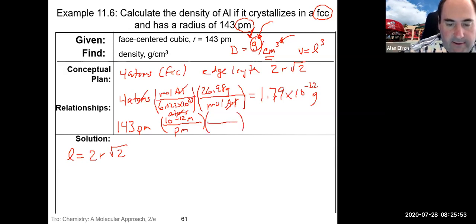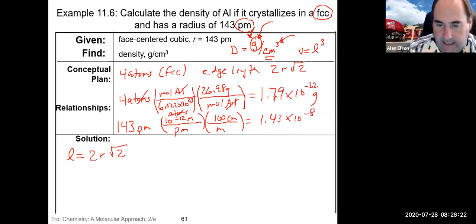And in a meter, there's 100 centimeters. So this is just going to convert it into centimeters, because ultimately that is what we're looking for. So 143 times 10 to the minus 12 and times 100 gets us something like 1.43 times 10 to the minus 8 centimeters. And again, the purpose of why I did that is ultimately I want cubic centimeters.